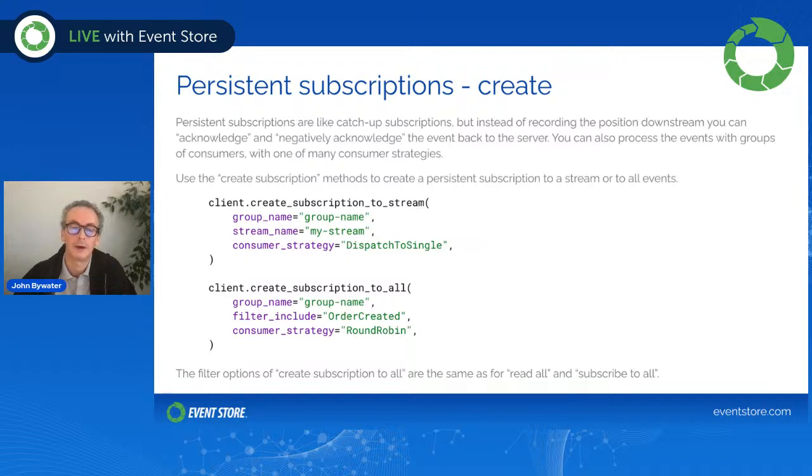But by recording the position that you've processed upstream and then the new state downstream, you have this thing called dual writing, which can introduce some indeterminacy in your processing.